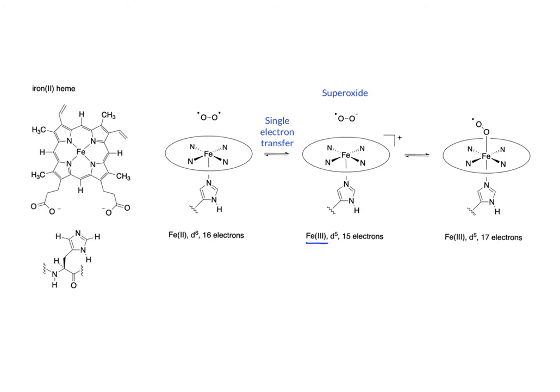This intermediate is proposed theoretically. It has not been observed. It may even be a transition state, because some of the theory indicates that there is not a full single electron transfer from iron to oxygen.